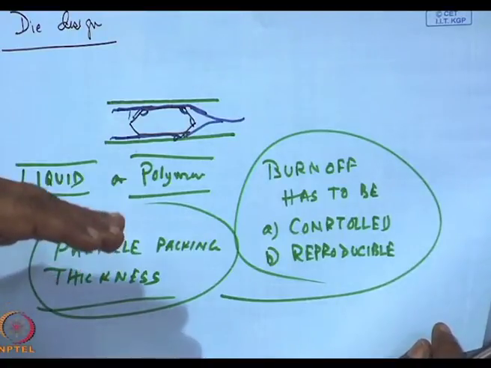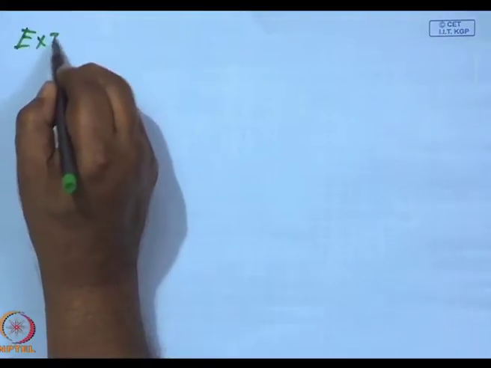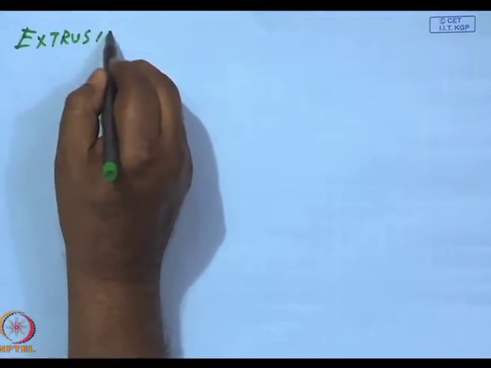If this issue, flow characteristic, die design, burn off, if these are not taken care of very well, what we will land up with is extrusion defects.